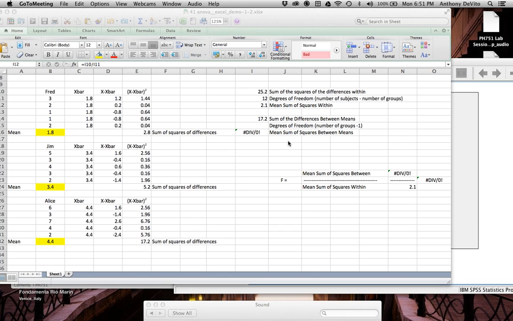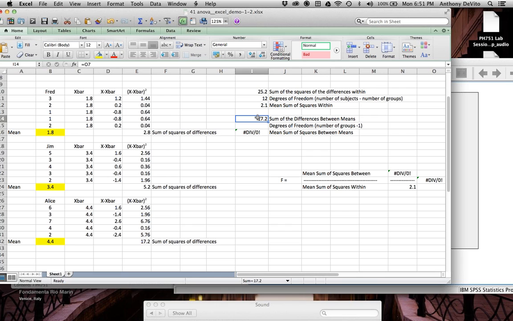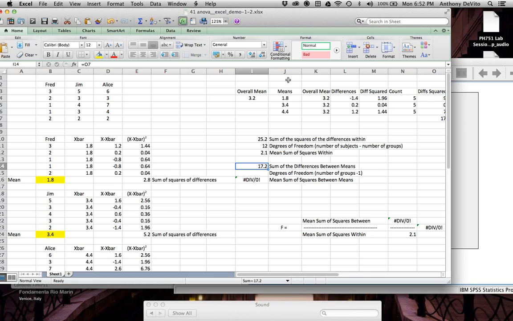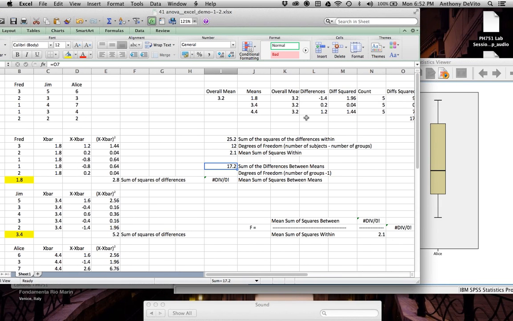Now we want to find the sum of the squares between the means themselves. Okay, it's already filled in. The overall mean for all 3 groups, in other words, the mean for the groups of 1.8, 3.4, and 4.4, the overall mean was 3.2.